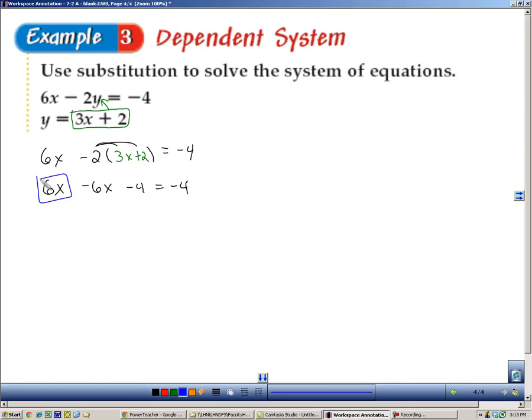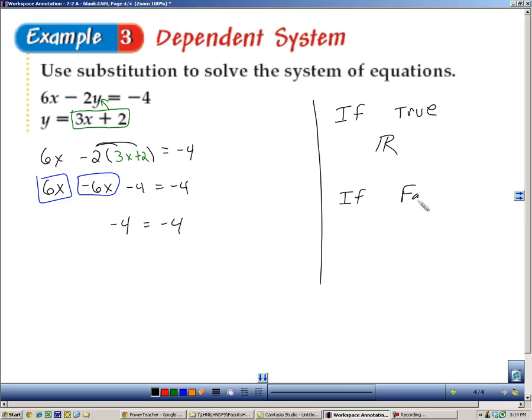These are like terms that are on the same side. 6x minus 6x is 0. So we get negative 4 equals negative 4. All of the letters have canceled off. And if you remember, we've learned this in the past, that when all the letters cancel off, there are two possible solutions. Let's review that. If the letters cancel off and your equation is true, then your answer is all real numbers. That's the symbol. And if your equation is false, then your answer is no solution. No solution means there's no answer.